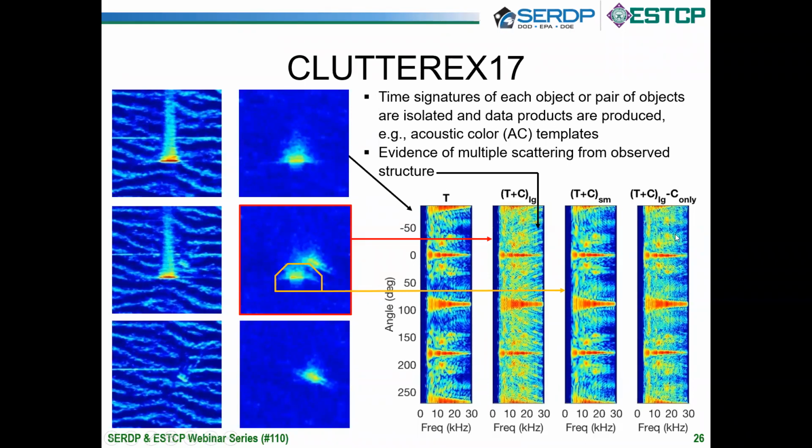And this structure, because of its periodicity, suggests that there may be a multiple scattering issue going on. That is, sound scattered from the target interacts with the clutter object, and the sound scattered from the clutter object interacts with the target. And that cannot be removed by the simple subtraction technique that we tried here.